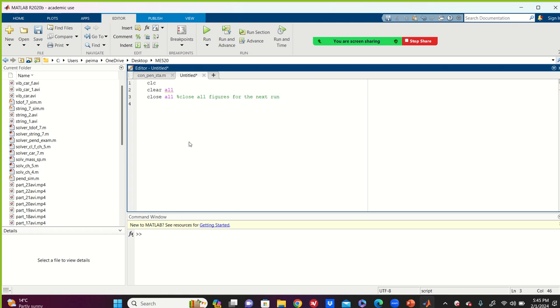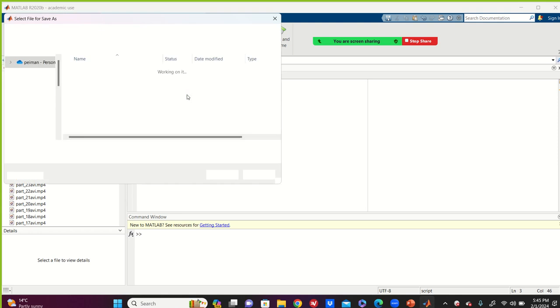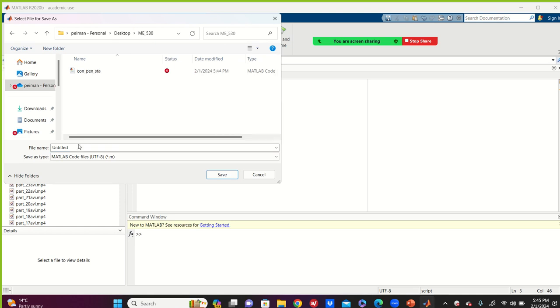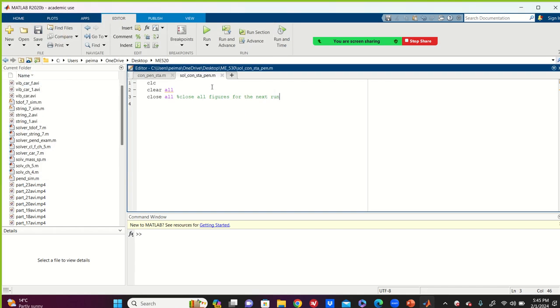I'm going to name it and save it in the same folder. You can name it whatever you want, like solver, control, stability, moving pendulum. This is just the name. So now we have to go here. You write in brackets the time, total time, and the angle theta. This is the output of the system.